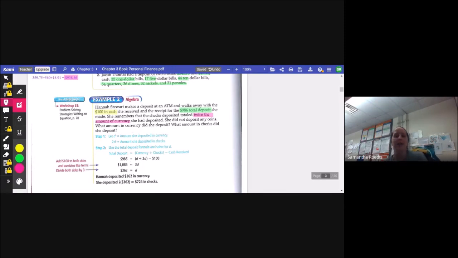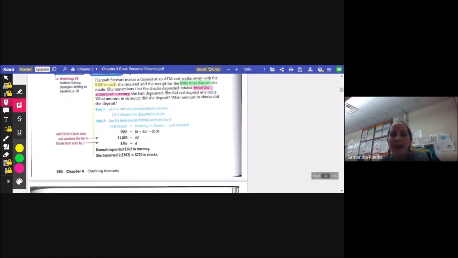So I can let D equal the amount she deposited in currency and 2D equal the amount she deposited in checks. Okay, so she did twice the number of checks that she did currency. So 986 was the total deposit equals D plus 2D minus $100. Remember, she walked away with $100 in cash, okay, and that equaled the 986. I add 100 to both sides, so I get 1,086 equals, and then I added these together, D plus 2D is 3D. And then I divide both sides by 3, so I get 362 equals D.